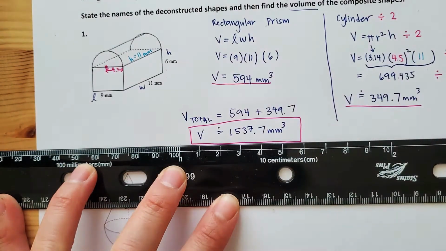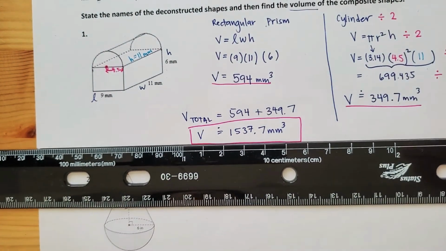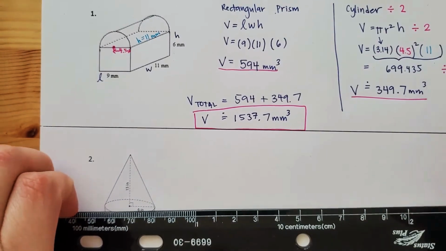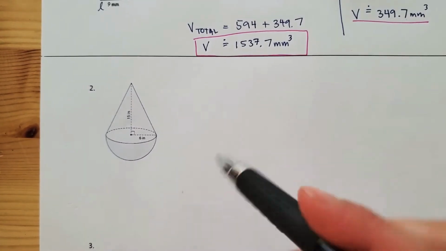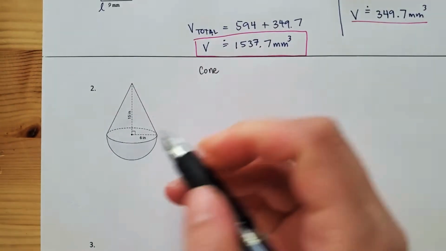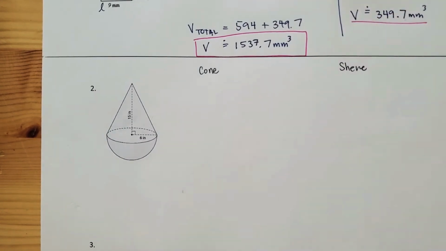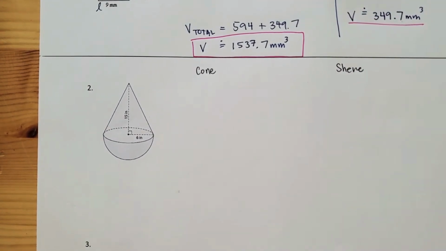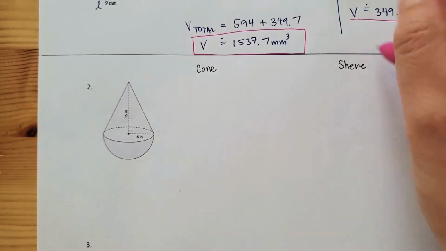Just gonna separate this. Okay, so for the next question, what are the two shapes here? Notice that the top one is a cone and the bottom is a sphere. And if you look at the sphere, again, it's divided by 2.